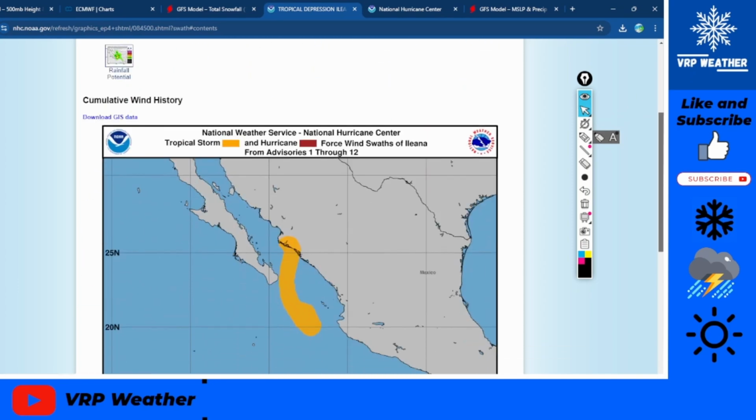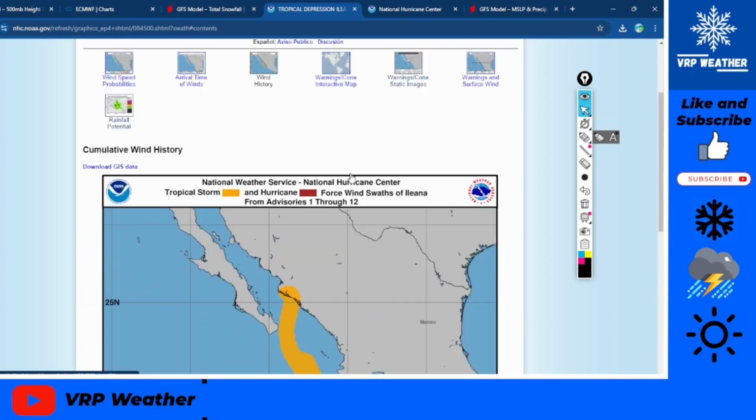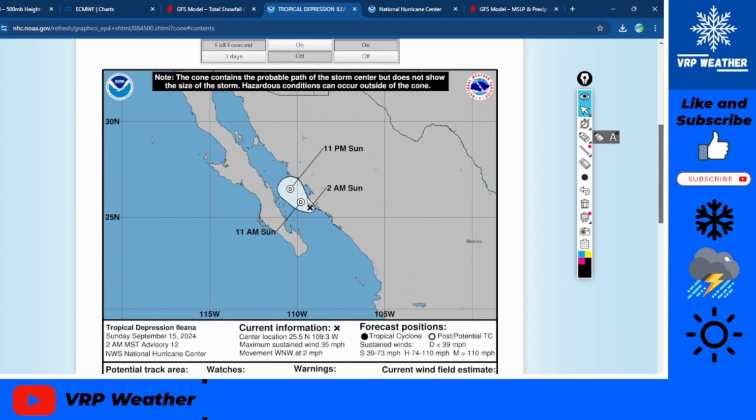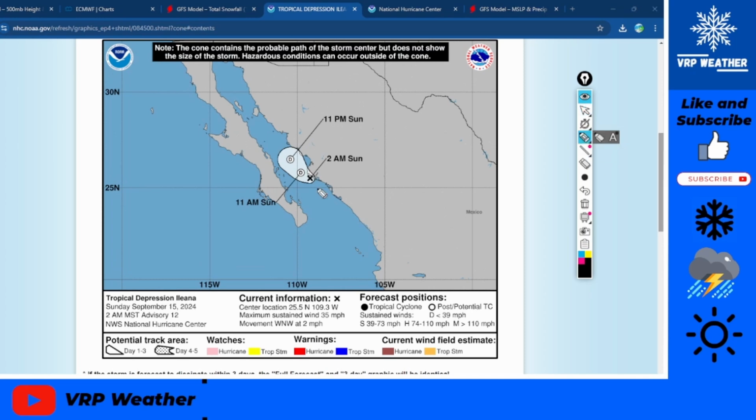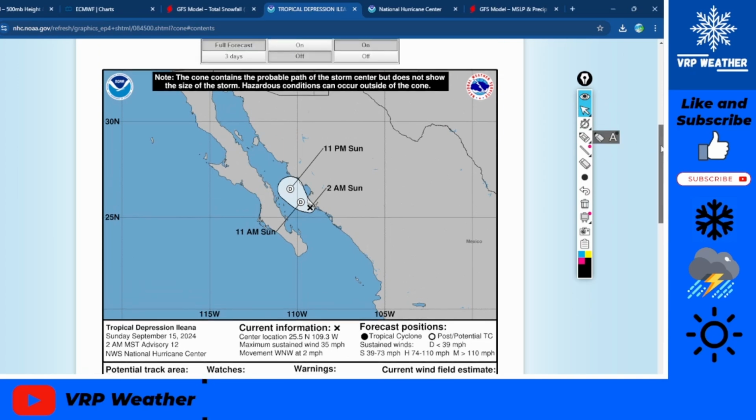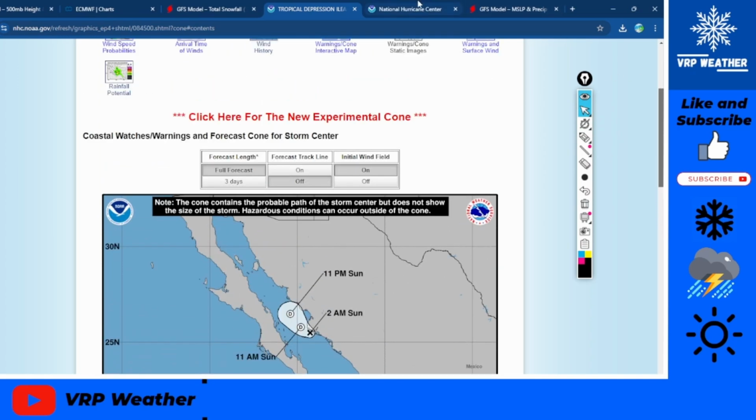Here is the wind history, and you can see it brought tropical storm force along the Mexico coastline, and here it is now a depression, just gonna glide north and northwestward into this little armpit between Mexico and the Baja, and eventually will fizzle out, but still bringing some rainfall and gusty winds.